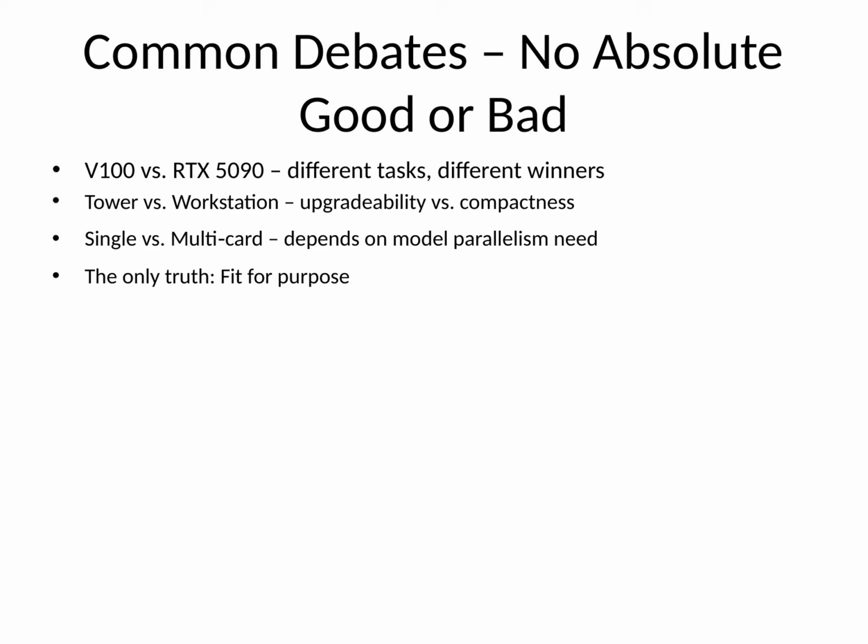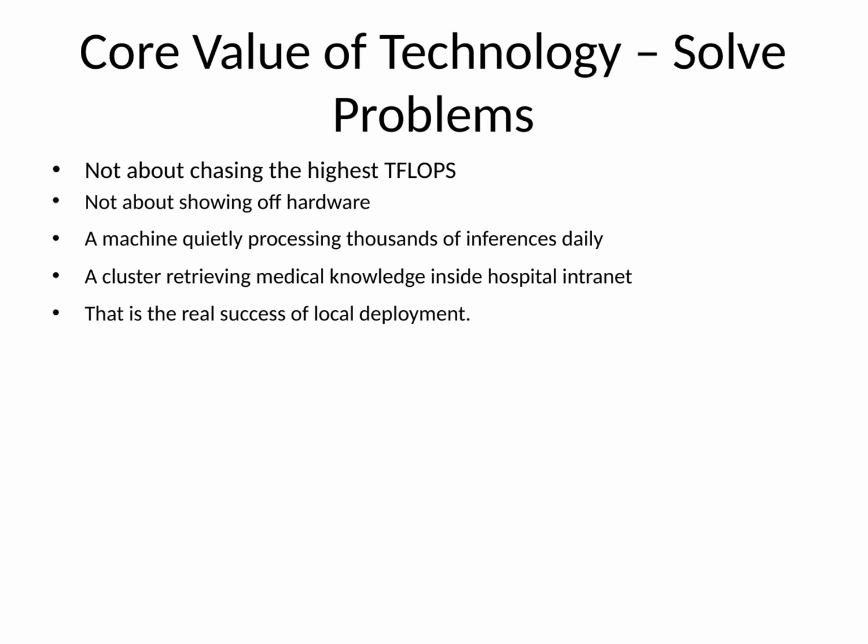Instead of chasing the most impressive specifications, focus on how well a system supports your actual models, data flow, and daily operations. This mindset prevents overspending and leads to more efficient, practical deployments. The core value of technology is to solve real problems, not to chase the highest performance numbers. A machine that quietly processes thousands of inferences every day supporting internal workflows may deliver more business value than a flashy system that is rarely used.